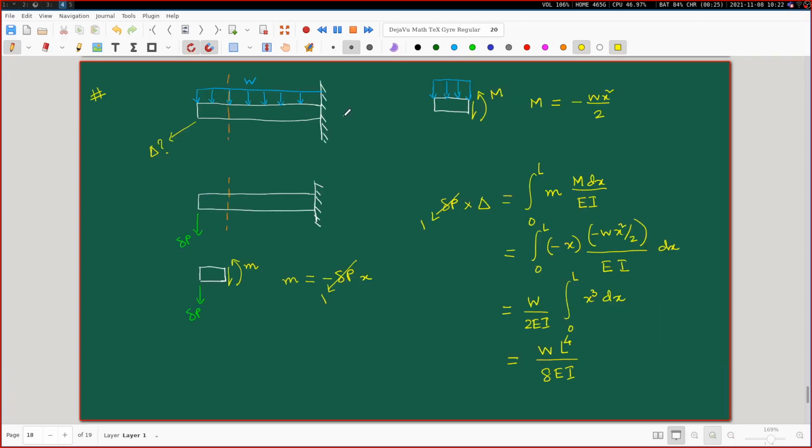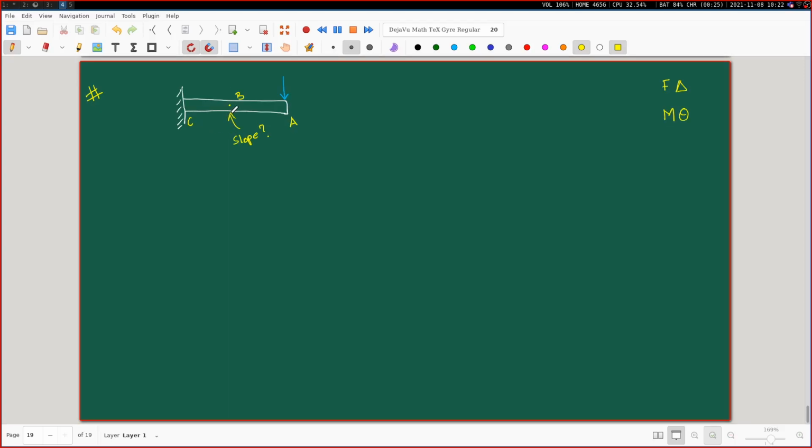So if before, when we were asked to find out the deflection, we applied a virtual force, then for this problem, when we are being asked to find out the slope, that means theta, can we not apply a virtual moment here? That would be a more direct way of proceeding with this problem. So let's do that. We will apply one virtual moment here.